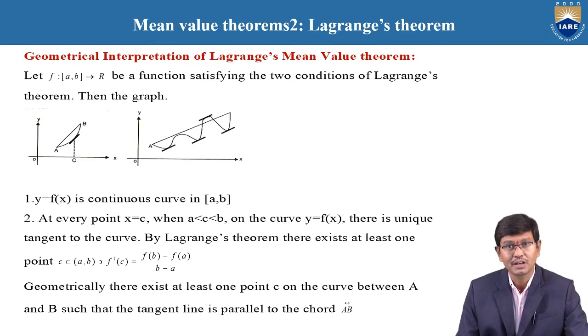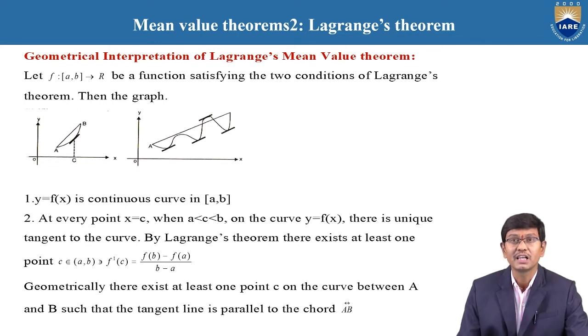One is based upon the graph: it is a continuous function without any break. For example, if you consider a point a to b without any break, that is continuous, and the curve is satisfied. And again here, c lies in between a comma b. Moreover, for the curve y is equal to f of x, there exists a unique curve. Therefore, by Lagrange's theorem, there exists at least one point c belongs to a comma b such that f dash of c is equal to f of b minus f of a by b minus a.